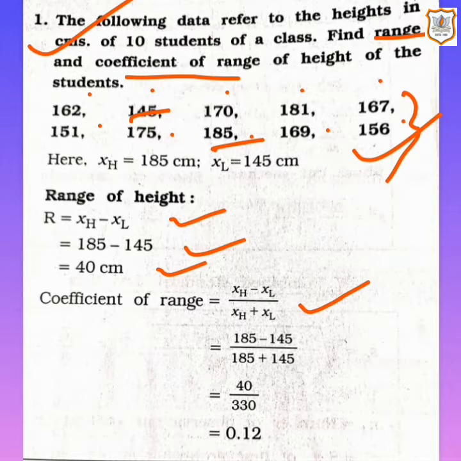And coefficient of range, formula for coefficient of range is XH minus XL upon XH plus XL, that is 185 minus 145 upon 185 plus 145, that gives you 40 upon 330 and 40 upon 330 gives you 0.12.